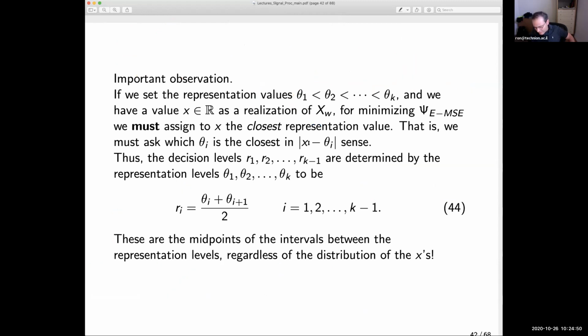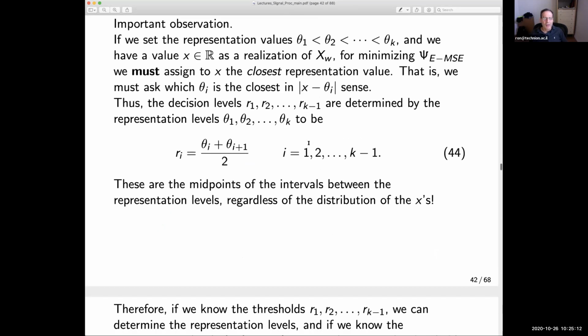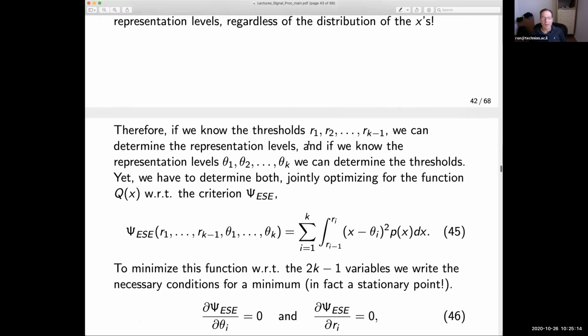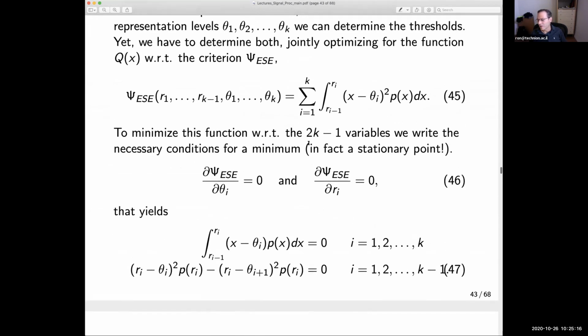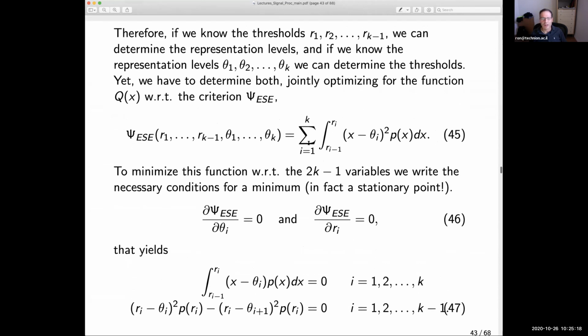Okay? So let's go back to our game and assume that somebody has given you the representative values. So immediately you know where to place the splitting points. Okay, these are the midpoints, the points in the middle between each and every 2 thetas. Okay, we are ready to continue. And as I promised to you, we will continue until 10:30, and then we'll take a 20-minute break, and then we'll continue for another hour.